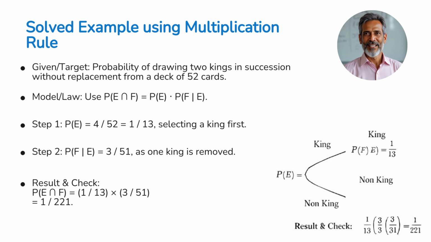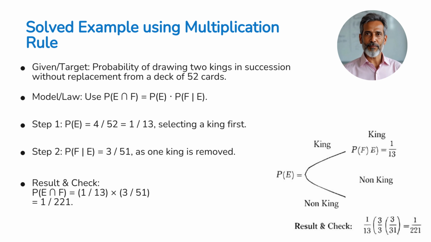Chalo beta, time for a practical example. We have a standard deck of 52 cards. What's the probability of drawing two kings in a row without putting the first card back? We denote the first event E as picking a king on the first draw, and the second event F as picking a king on the second draw after removing the first. Applying our multiplication formula, P of E intersection F equals P of E times P of F given E.